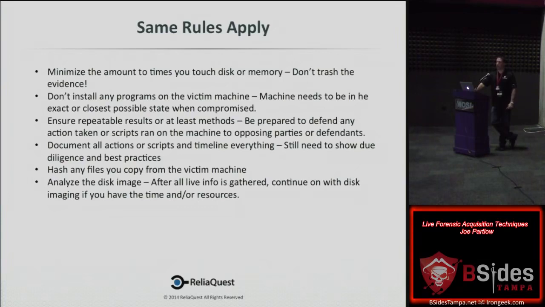Hash any files. So if there is an instance where you want to copy files off of there, maybe you can't pull a full drive image, but there are certain files that you want to get, and we'll get into those later. Again, make sure you hash those so that there's never a question of, is this really the file that was on that machine versus the one that the defendant or prosecutor is looking at to match up. So you still want to do that, same as if you would hash the drive image along the same lines. And then, obviously, analyze a disk image.